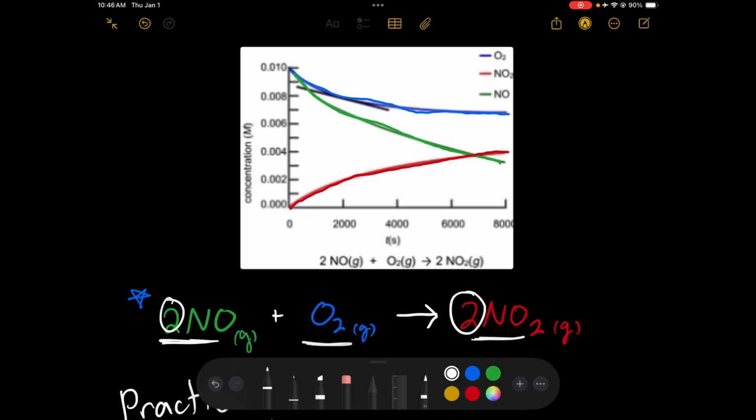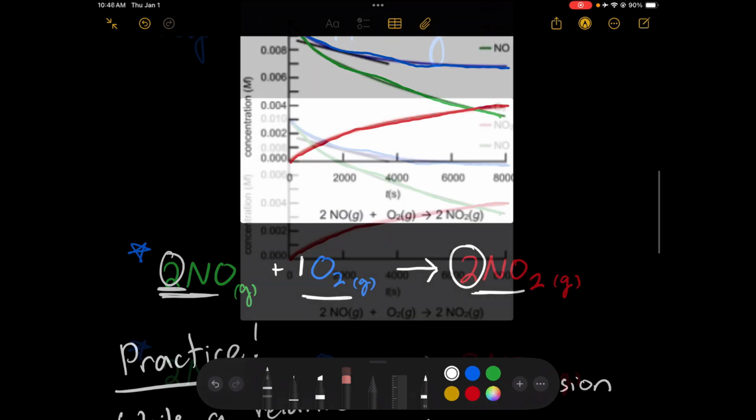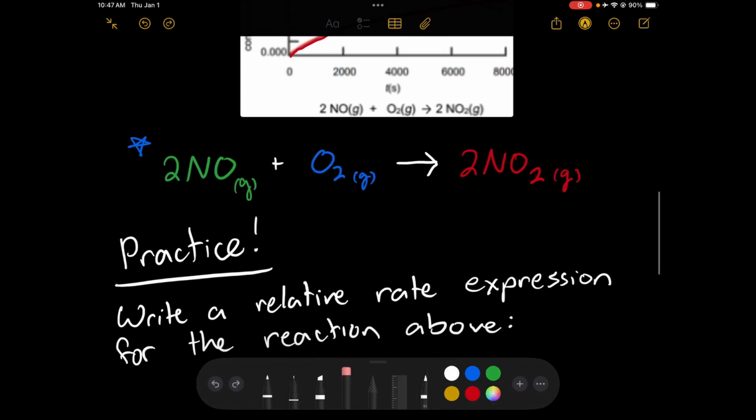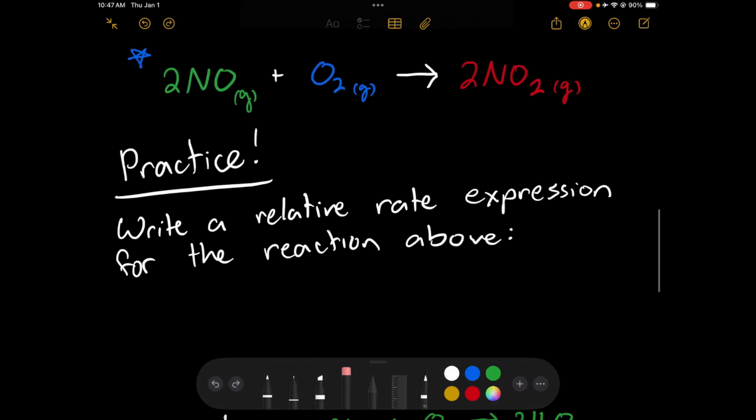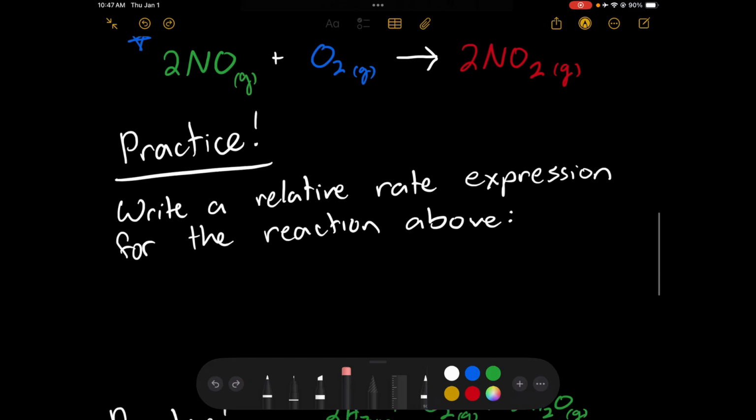Oxygen, on the other hand, has a slope that is about half as steep as your NO is, because since its molar coefficient is that little invisible 1, it means it's disappearing half as fast as the NO happens to be disappearing. So you can see that represented graphically. But you're not always going to have a graph to look at, so you need to be able to take the chemical reaction and write a relative rate expression for the reaction anyway. So we're going to practice doing that.